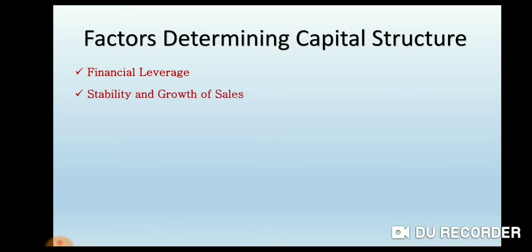Stability and growth of sales. Stability and growth of sales have a great impact on the structure of the capital of the business. Stability of the sales reflects the business is in good situation and will fulfill its promises of debt repayment and payment of interest. When sales of a business are assumed to be stable, the business can increase its debt. In a similar way, growth in the sales has an impact on the decisions of structure of the capital.